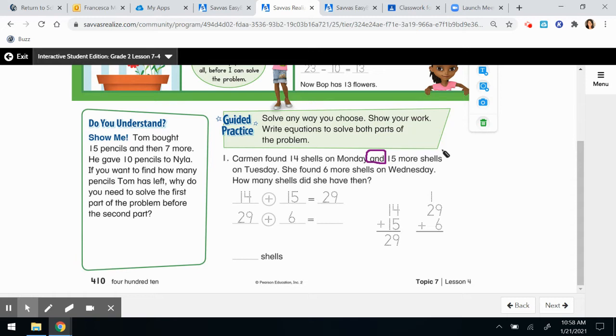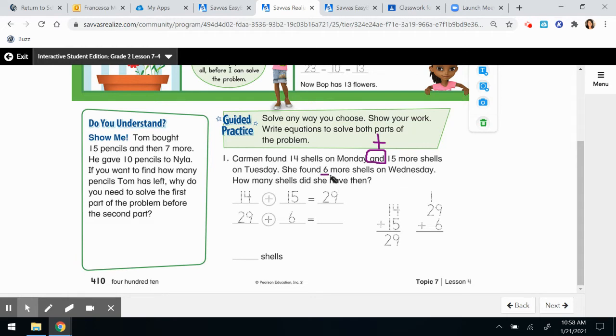I use this example. If I had a coffee and a water bottle, that means I have 2 drinks in all. If I wanted to find out how many drinks I had, and I said, well, I have 1 coffee and 1 water, I would add those together to find out how many are in all. So the word and usually means you're going to add. So she found 14 shells on Monday and 15 more shells on Tuesday. She found 6 more shells on Wednesday. How many shells did she have then?